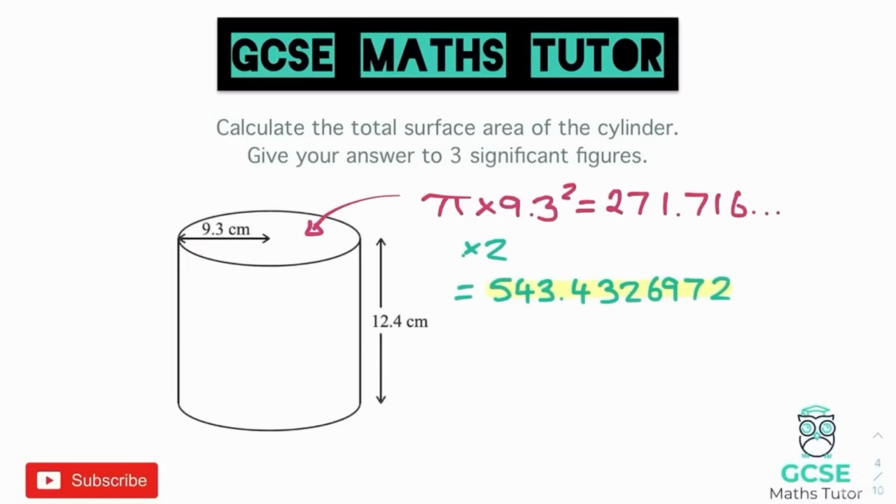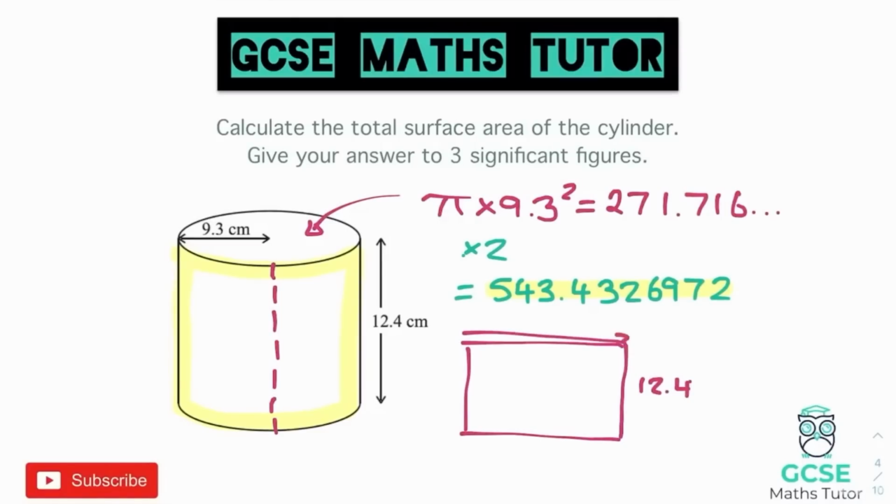Now we need to have a look at, as we mentioned, the curved surface around the outside. Now if you imagine this was like a hollow cylinder, and we took a pair of scissors and we cut down the centre just here, and we unravelled the cylinder and flattened it out, what we would actually have is a rectangle. It would have a length here of 12.4, the height of the cylinder, but we would need to work out the length going along the top. This length just here.